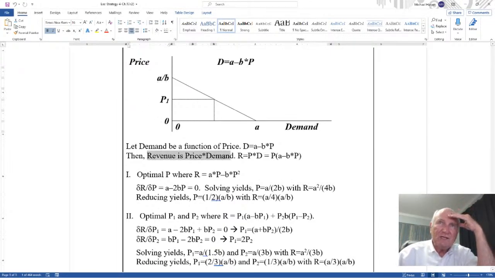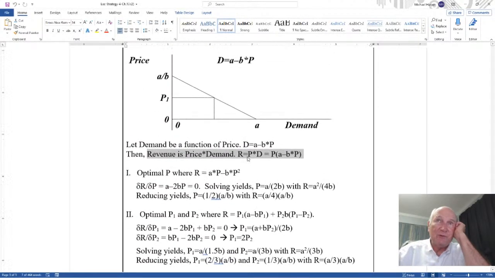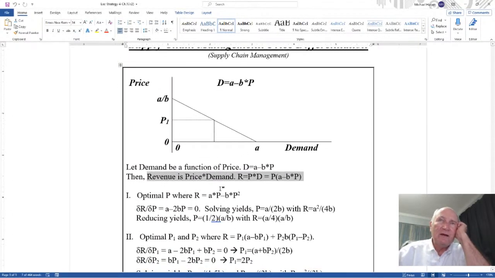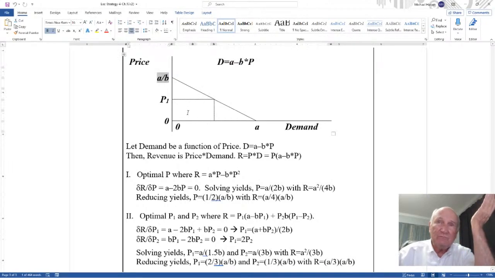Then revenue is price times demand, and I do the arithmetic here. Not going through the arithmetic, but some of you probably will, and it's kind of interesting. The takeaway: the optimal price, where you're optimizing revenue, the area, is where the price is 1/2 A over B. Whatever this A over B is, half of that will optimize your revenue.